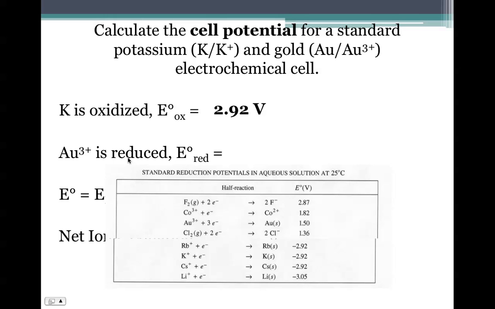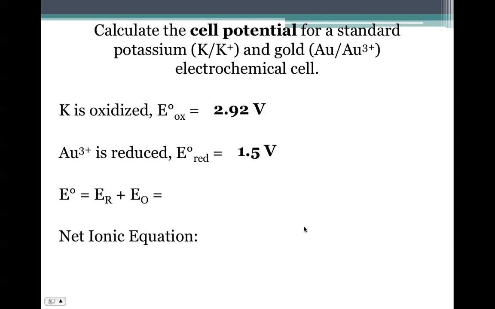We also have gold that's getting reduced. So right here we can see that we have our gold's half reaction. It is getting reduced, so we're not going to flip the sign. We're simply going to copy it directly down from the chart. So 1.5. Okay, then we're going to take our net voltage, which we're simply going to be adding up the 2 together. So you get a voltage of 4.42 volts.